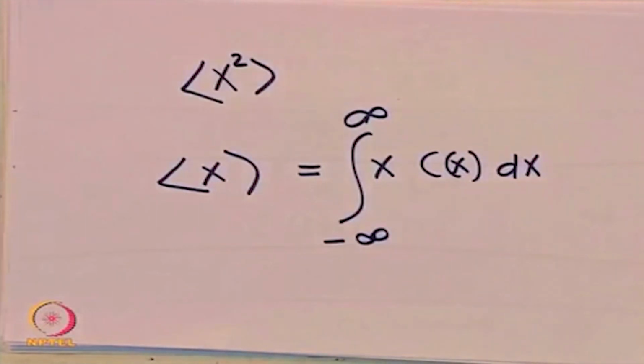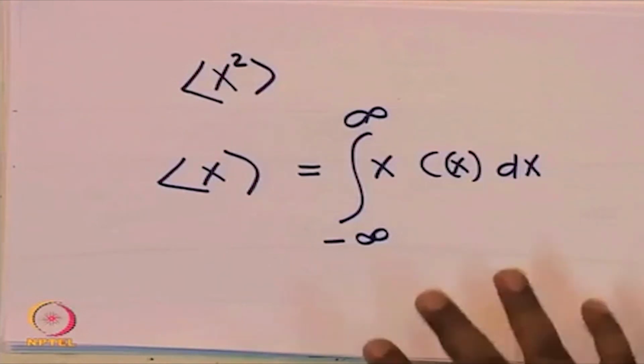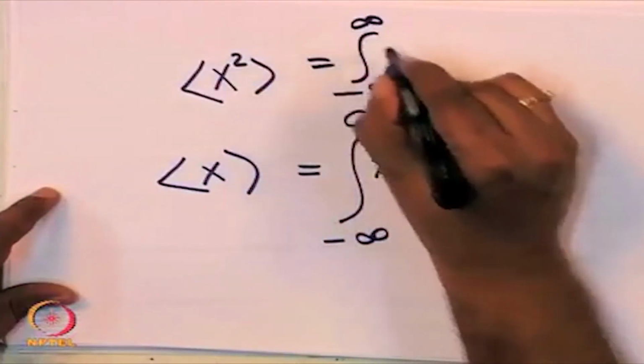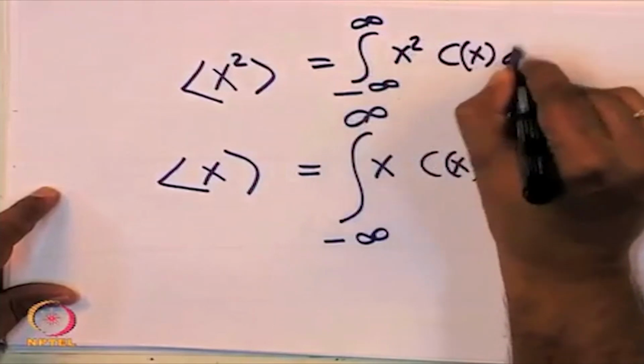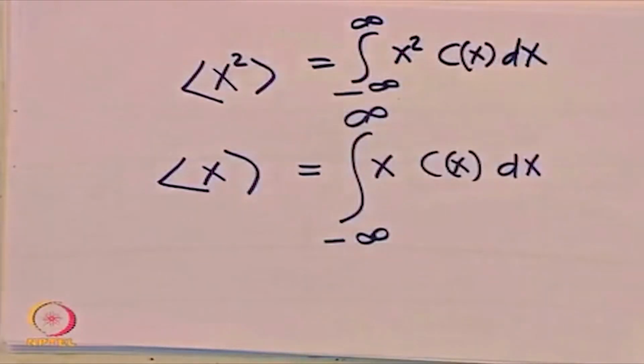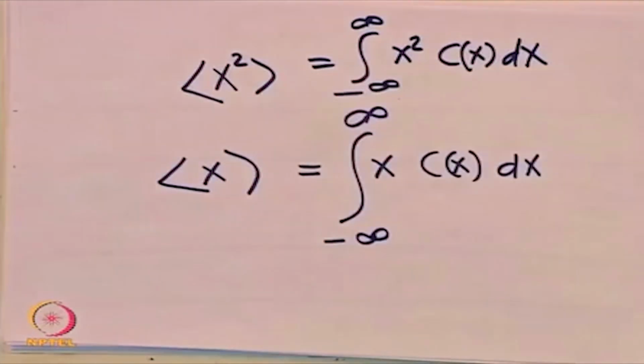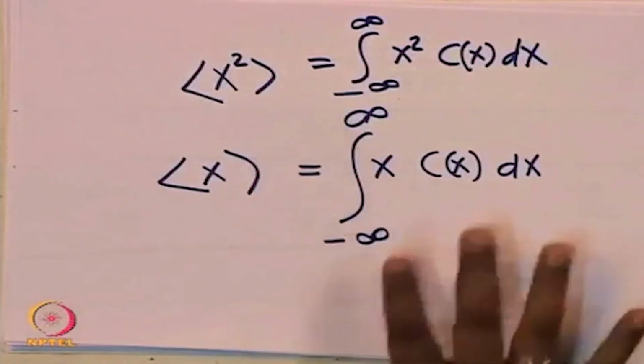You can see this is just like finding the average mark or the average of any quantity. We will discuss this a little more carefully when we discuss statistics, averages, etc. But from common sense, you know that average is nothing but this, and we can also calculate x square average in this particular way. If we know C of x, we can calculate these two integrals and get these two average values.